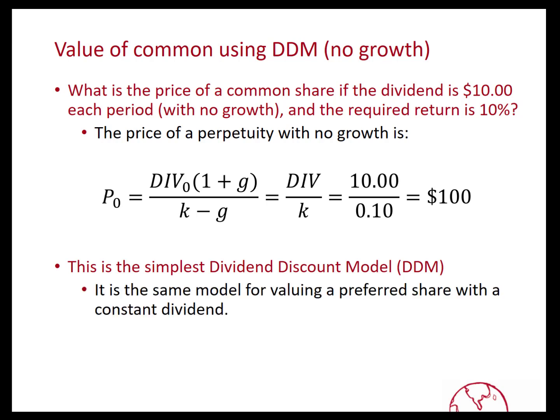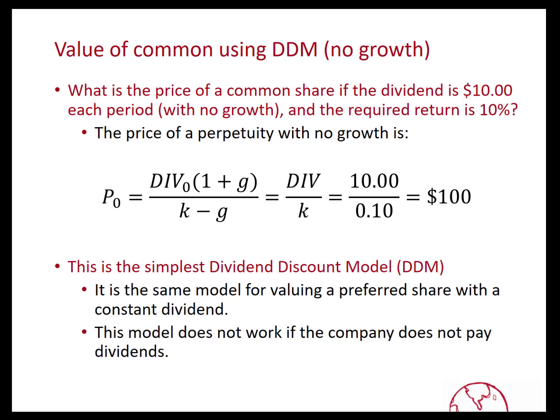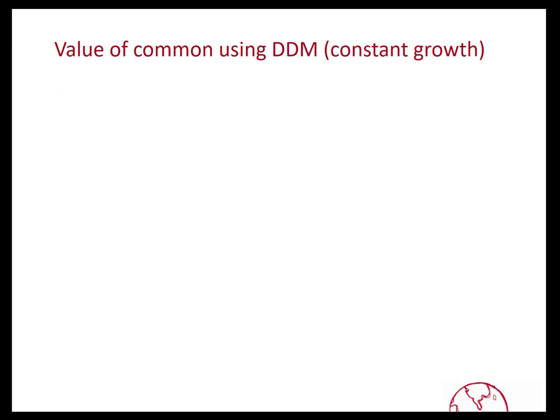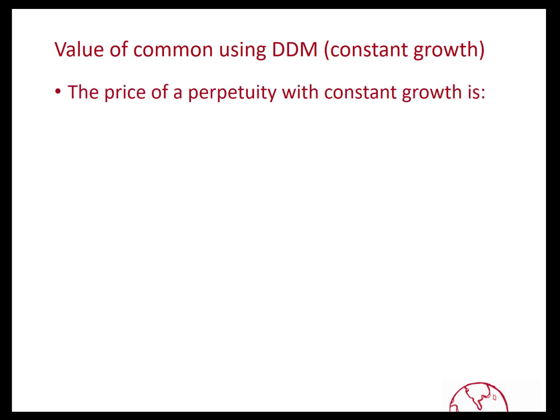This model, as I mentioned, is the same that we would use to value a preferred share, and this model will not work, of course, if the company does not pay dividends. A second model is where we know that the dividend is going to grow at a constant rate forever or in perpetuity, and this is going to be the constant growth perpetuity formula.